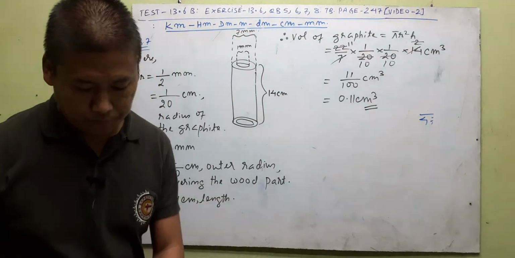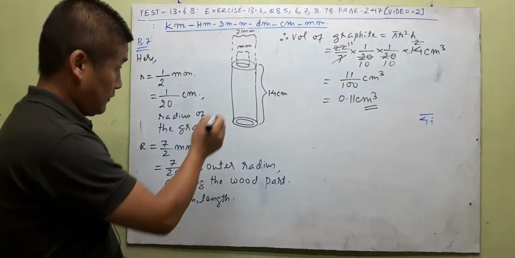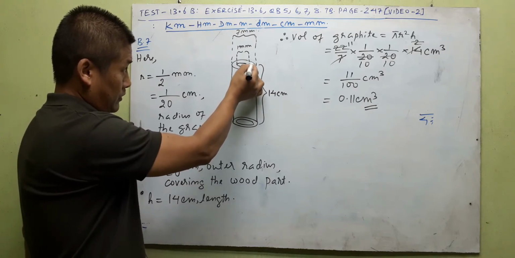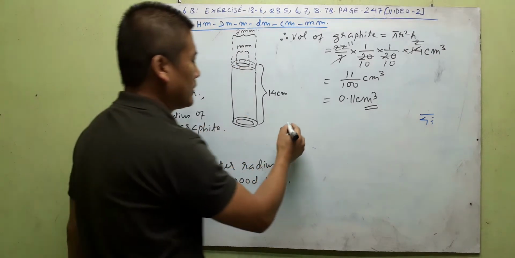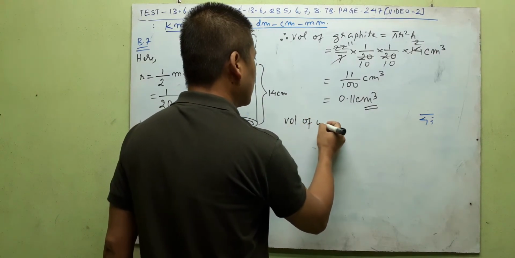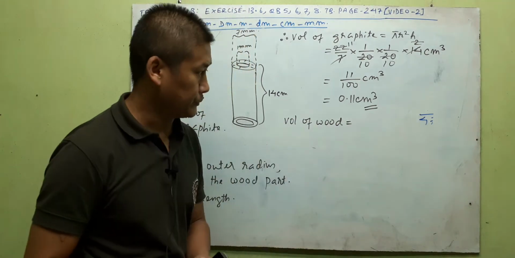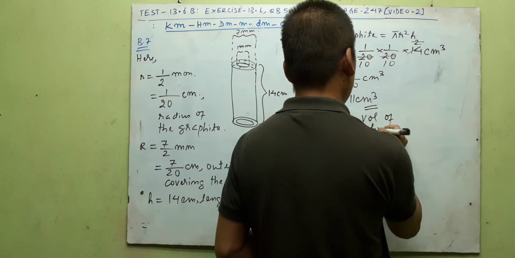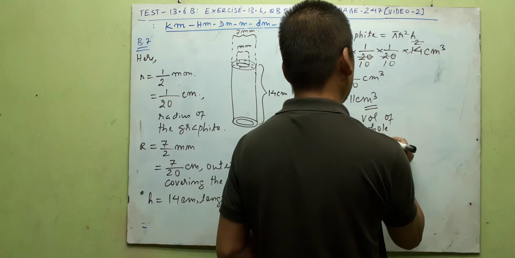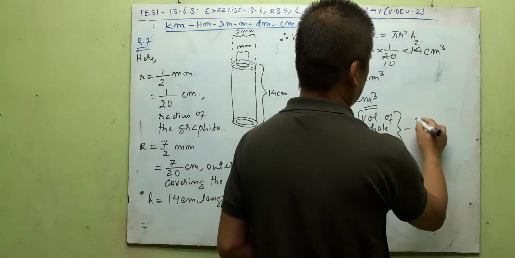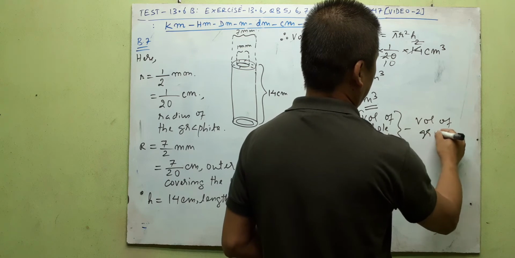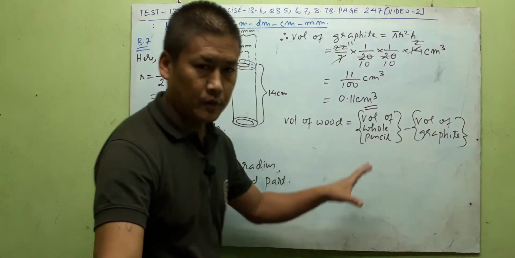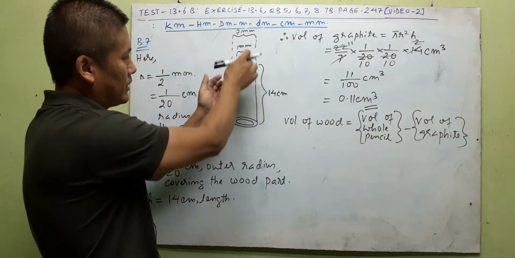The question is saying next volume of the wood part. Now you have to be careful. Wood part is not excluding the graphite. This is graphite. This portion is the wood. So let us do that. Volume of the wood. Our answer is volume of the whole pencil, everything including the graphite and the wood together, minus volume of graphite. Common sense, right? We can easily understand this one. See here, volume of the wooden part will be whole pencil minus the graphite.